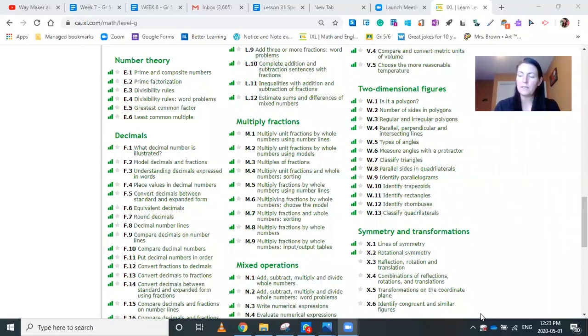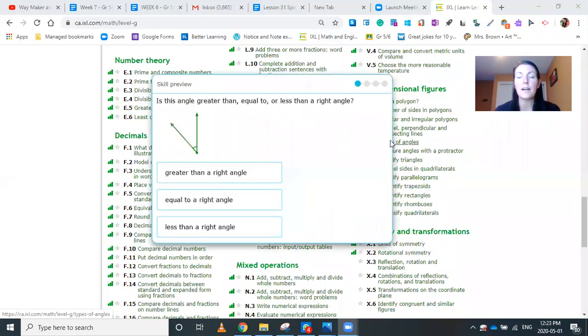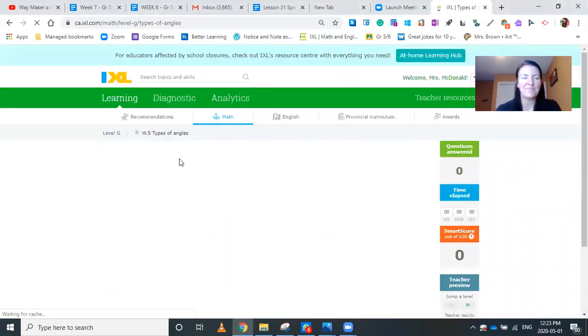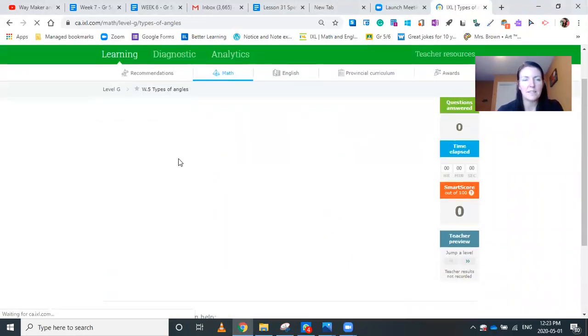So let's get straight into that. We're in section W, and today we're doing 5 and 6. So W5, types of angles. Let's have a look at that. All right, so types of angles.